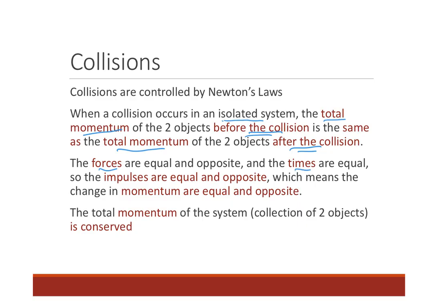The time of the collision would be equal for both objects. And because of that, force and time together makes impulse. So the impulses will be equal, but opposite in direction. And then the changes in momentum will be equal and opposite in direction. The end result is something we call the conservation of momentum. The total momentum of the system is conserved. It does not change. It does not go away.